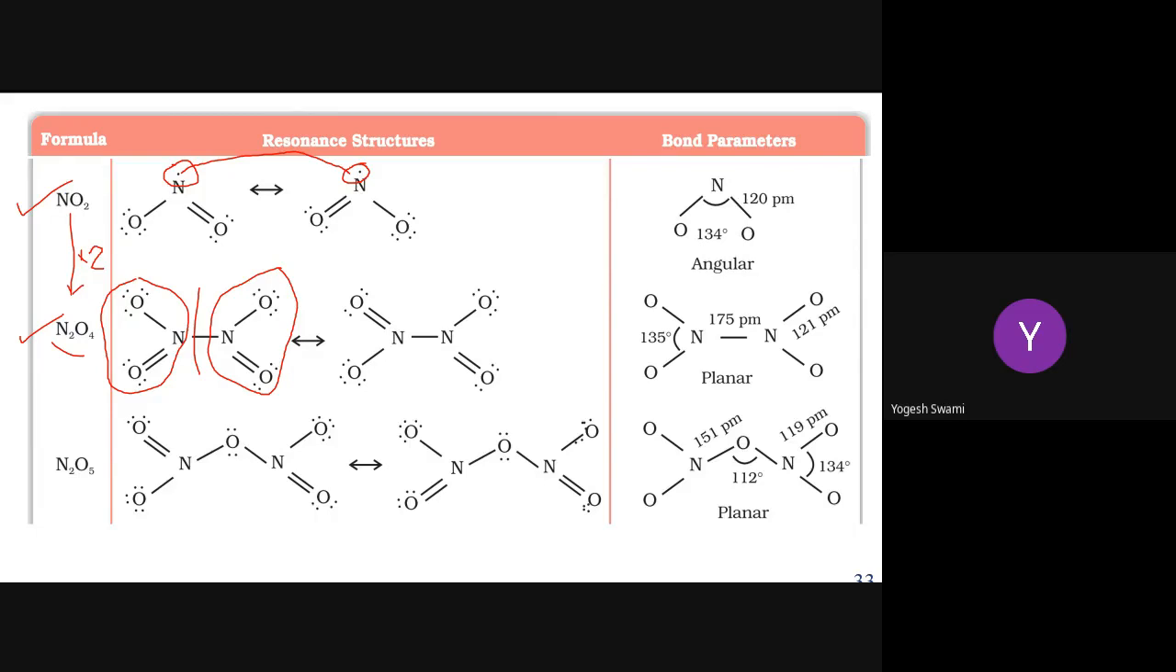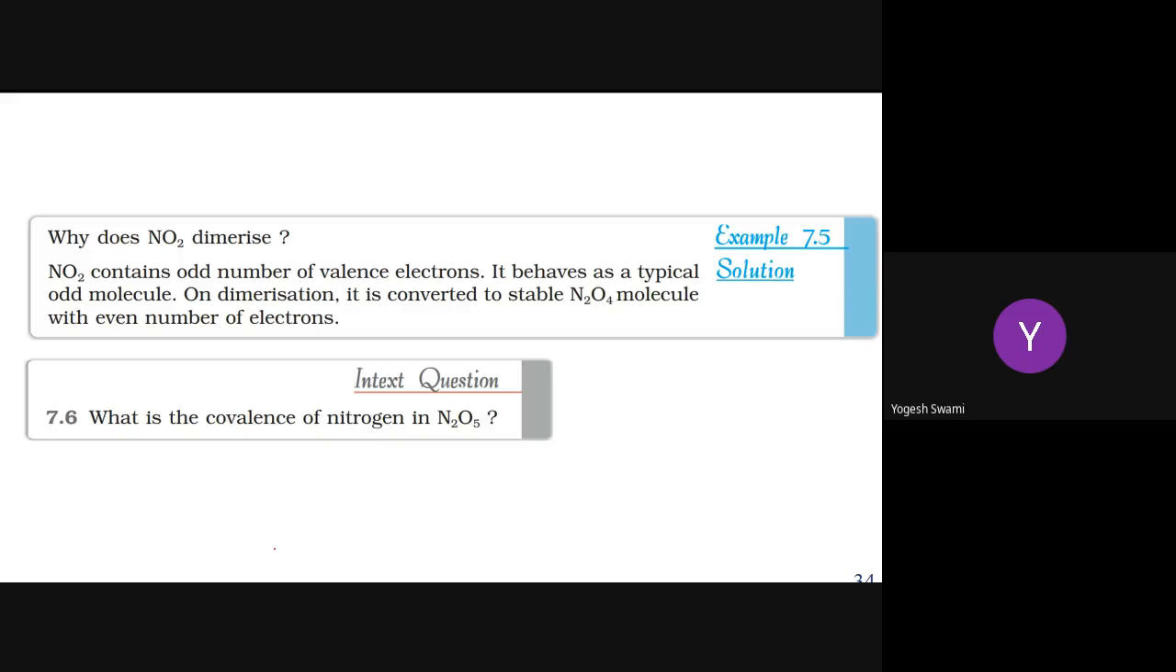Due to the unpaired electron, NO2 is brown in color and N2O4 is colorless. Now the structure of N2O5, 2 nitrogen and 5 oxygen. 1 oxygen is acting as a bridge between 2 nitrogen atoms. Why does NO2 dimerize? The answer is the presence of one unpaired electron.